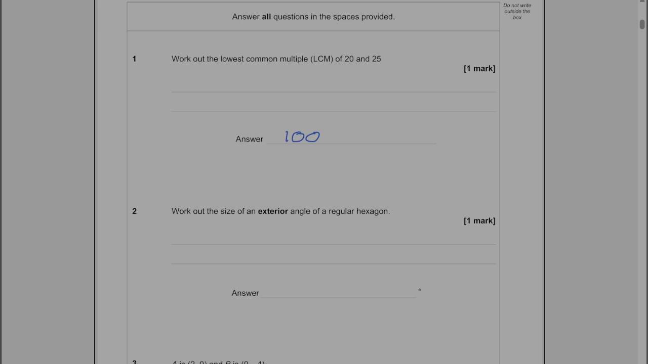If it's not that obvious, a way that you could do it, you could say that 20 is going to be equal to 2 times 10, which is 2 times 2 times 5. You could say that 25 is going to be equal to 5 times 5. So the lowest common multiple is the union of those with repetitions not counted twice. So 2 times 2 times 5 times 5, which is going to be 20 times 5, which will give you 100.